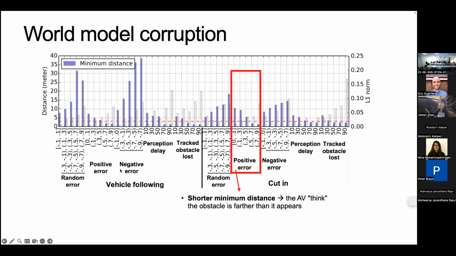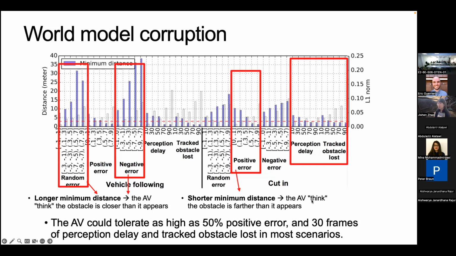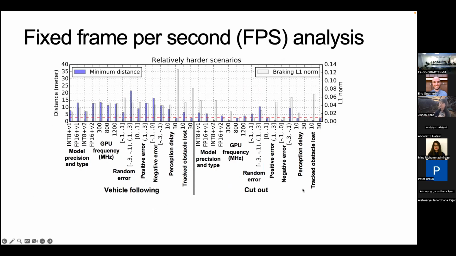And for the noise that we introduce, our study shows that it depends on the longer or the shorter minimum distance. So the case varies, and it depends on the detailed driving scenario. But in general, autonomous driving can tolerate as high as 50% of positive error. So that's quite good fault tolerance for today's autonomous driving computer systems.